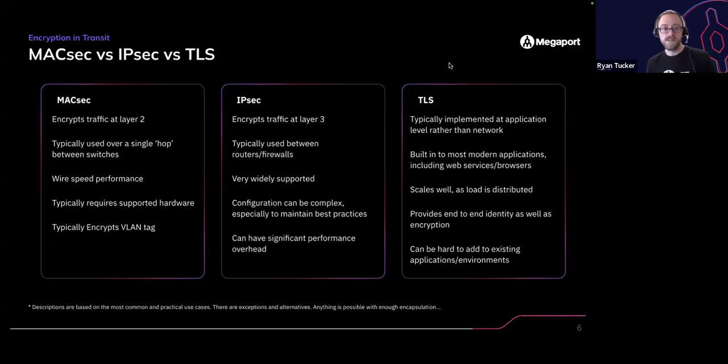So MACsec operates at layer 2, so at the Ethernet layer. It encrypts traffic within the whole layer 2 frame. It's typically used between switches to encrypt traffic over a single hop. So if you have a switch and another switch and a cable between them, you can use MACsec between those two devices over that one hop to encrypt that traffic. The primary advantage of MACsec is that you can get wire speed performance. What I mean by wire speed is that if you have 10 gig switches, with 10 gig ports plugged into each other, you can enable MACsec and still get 10 gig.